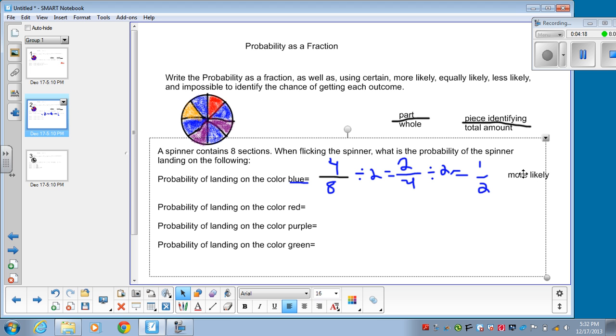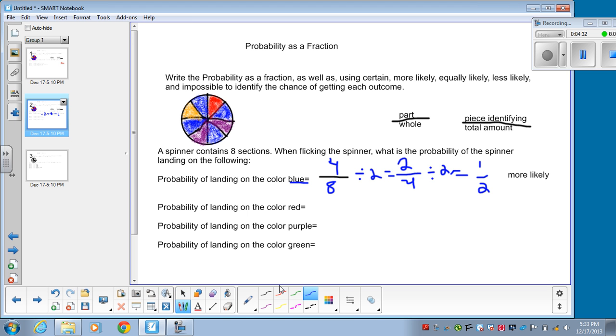Okay, so it is more likely since there are more blue. The probability of landing on the color red. Let's count. How many red sections are there? You're correct. 1. Out of how many? What's the total? Yes. Contains 8 sections. That's our total. For all of our fractions, our denominator is going to be 8. So 1 out of 8.